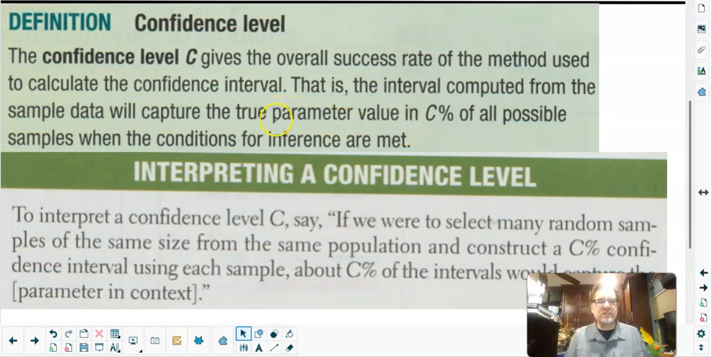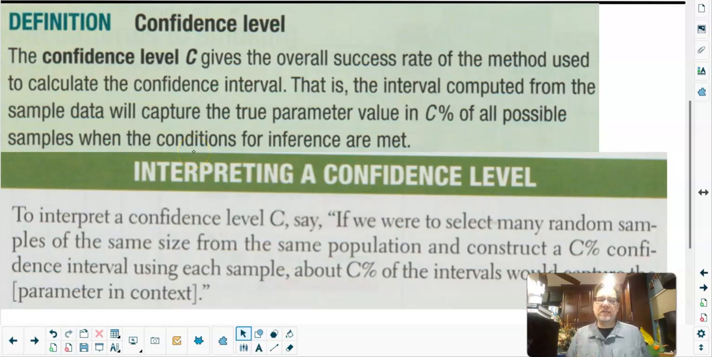Welcome back, statisticians. In this video, we're going to describe confidence level. A confidence level, which we describe with the capital letter C, gives the overall success rate of the method used to calculate our confidence interval.